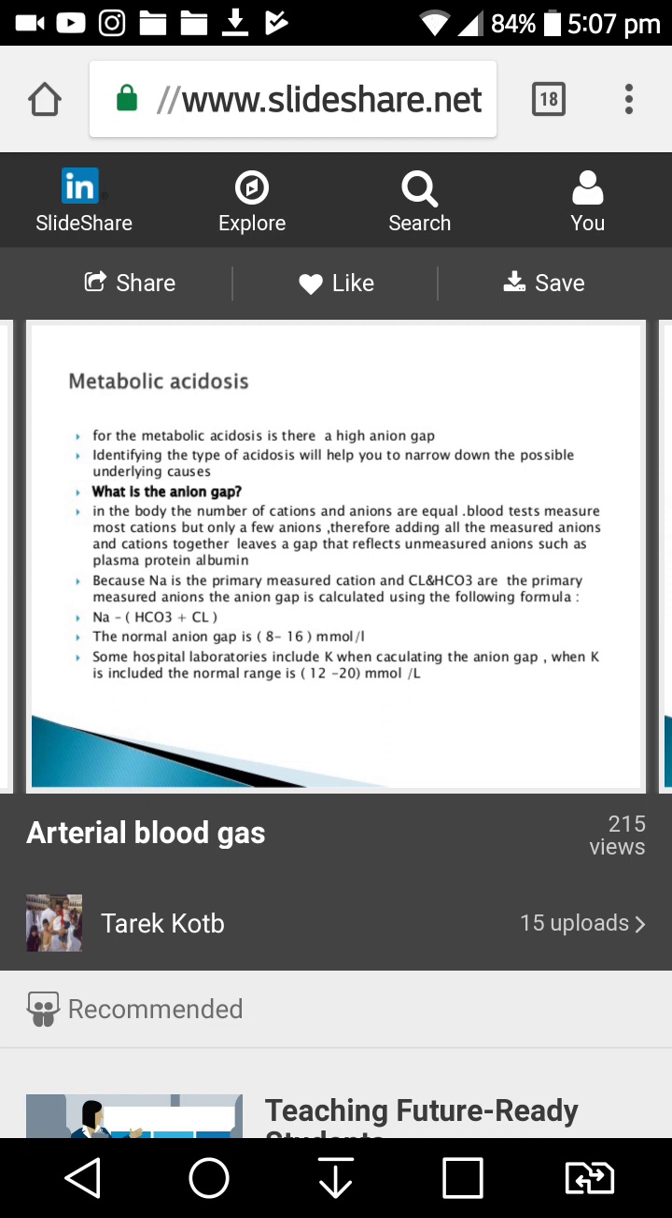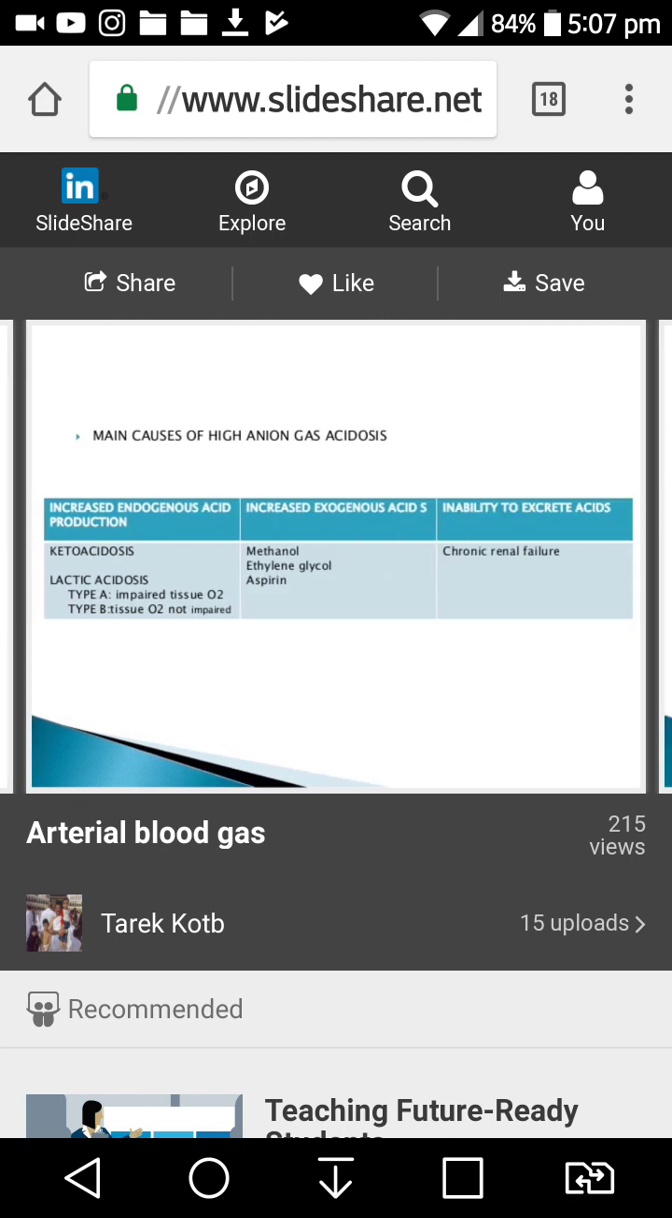is calculated using the following formula: sodium minus bicarb plus chloride in between brackets. The normal anion gap is 8 to 16 millimole per liter. Some hospitals add potassium, so the formula will be sodium plus potassium minus, between brackets, bicarb and chloride. Here the normal range will be from 12 to 20. So the normal anion gap is 8 to 16 if you didn't add potassium, and if you add potassium the normal anion gap will be 12 to 20 millimole.